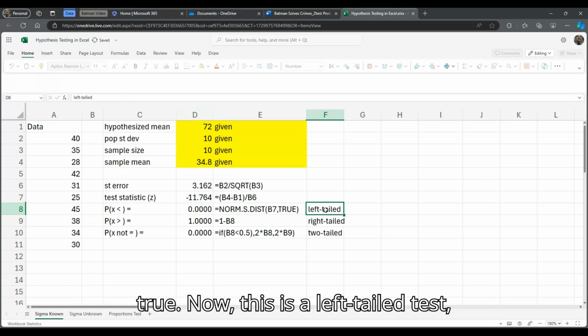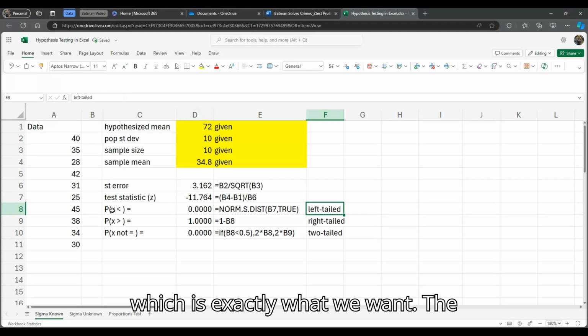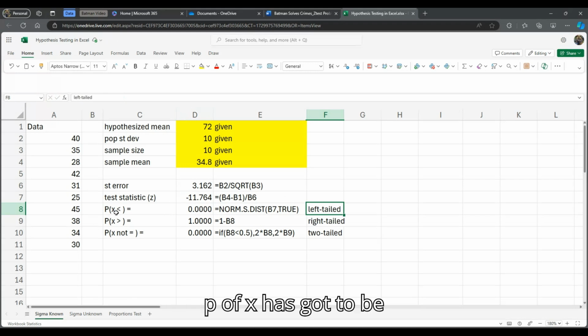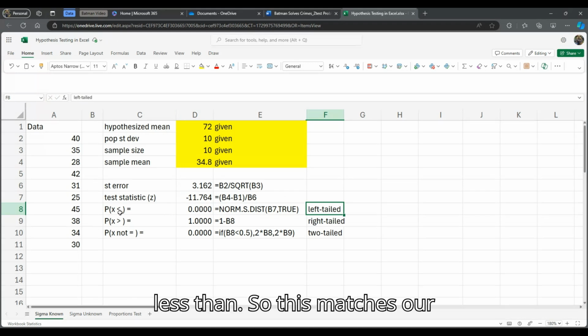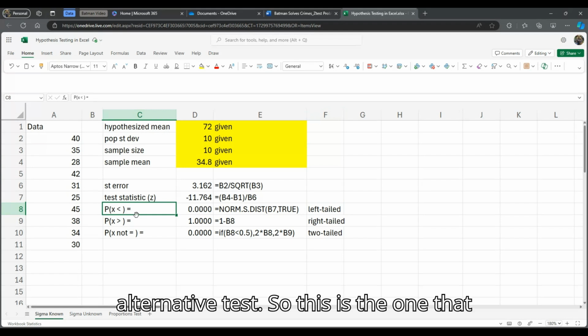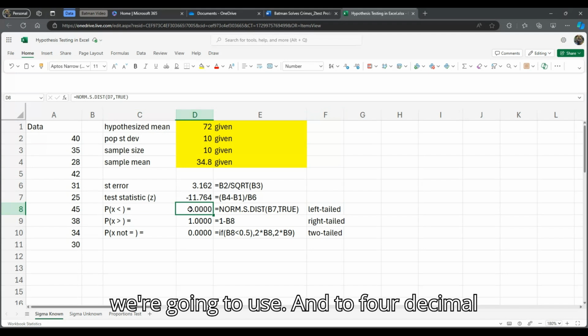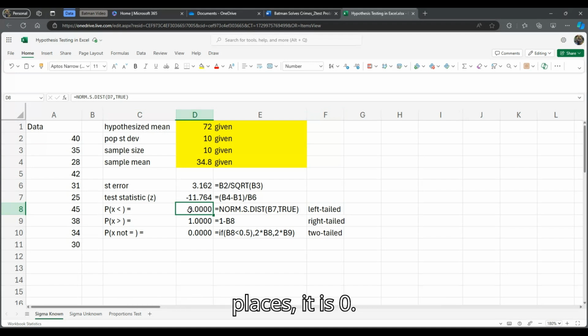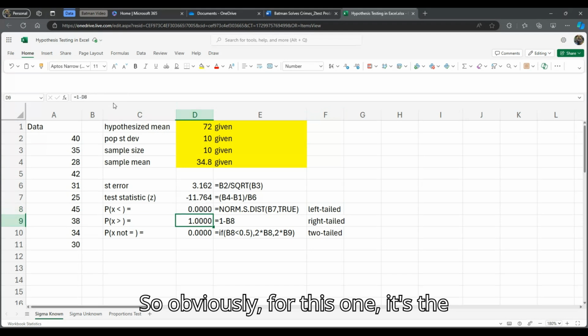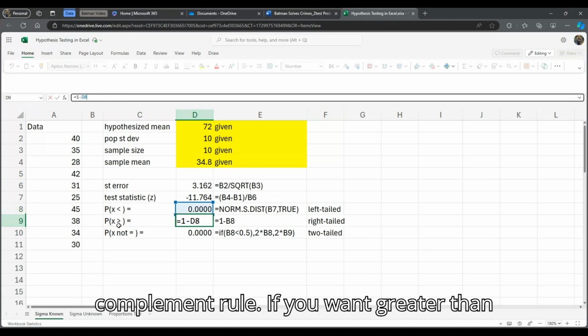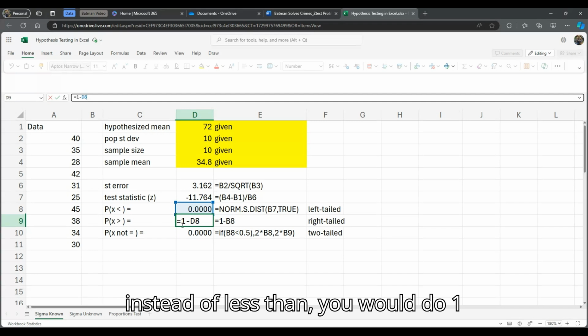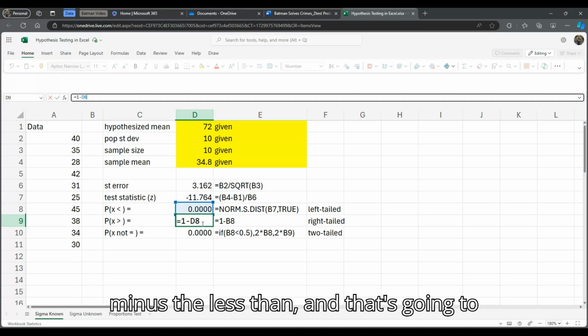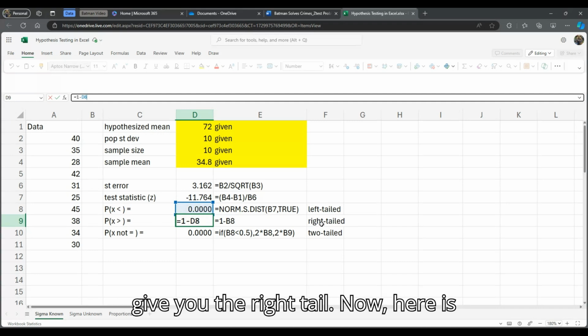Now, this is a left tail test, which is exactly what we want. The p of x has got to be less than, so this matches our alternative test. So this is the one that we're going to use. And to 4 decimal places, it is 0. So obviously for this one, it's the complement rule. If you want greater than instead of less than, you would do 1 minus the less than, and that's going to give you the right tail.